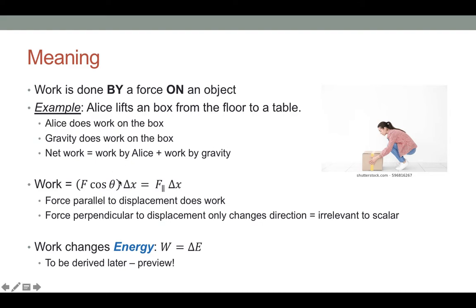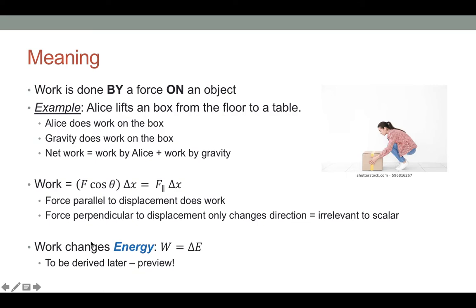Namely, I can take the cosine function and apply it to just the force vector, and then I get the component of the force which is parallel to the second vector, the displacement vector, and see that the only thing that contributes to the work done is the force that is parallel to the displacement. The component of the force that is perpendicular will not do work. It will only change the direction of motion. And since work is a scalar, the direction of motion is irrelevant. So the only part of a force that does any work is the component that is parallel to the motion, not the part that is perpendicular.